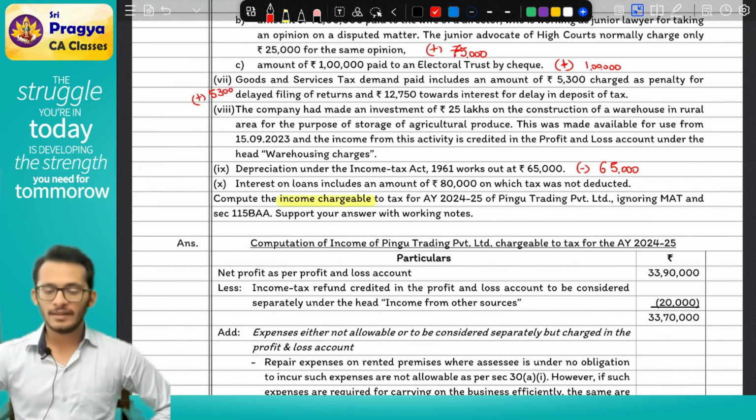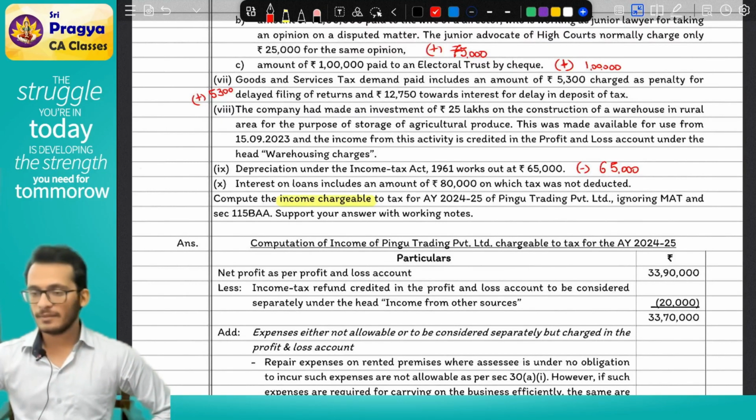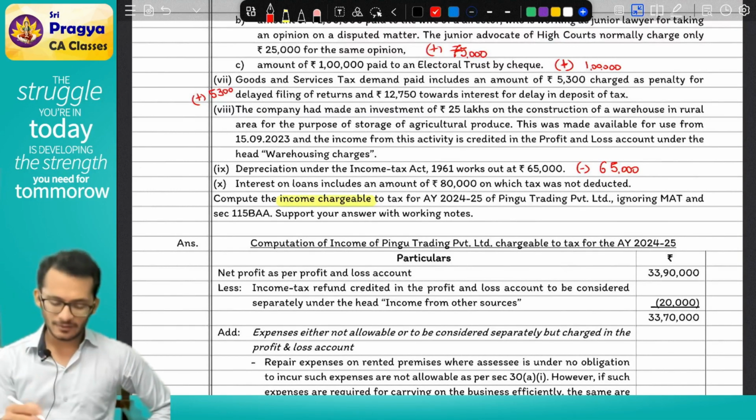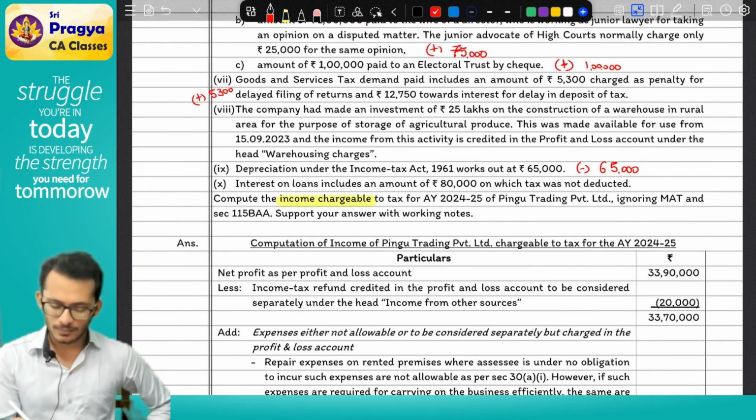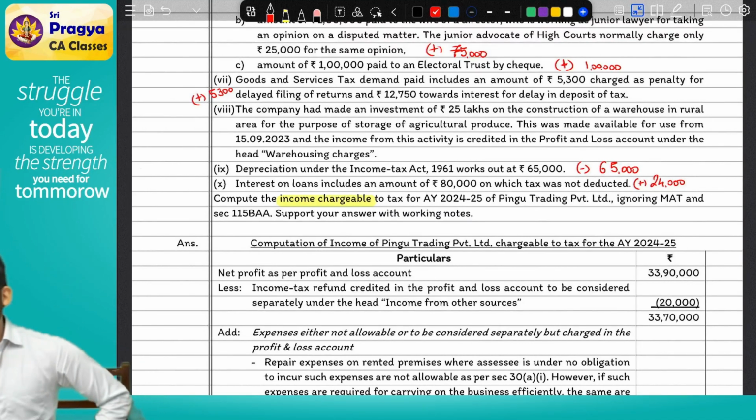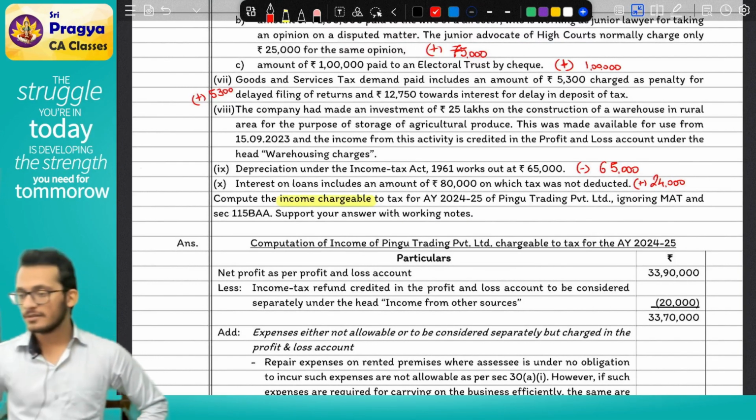Hey, in this question, interest on loan, have they clarified whether it is from resident or non-resident? Not clarified. Therefore, it is assumed resident. If it is assumed resident, you will disallow 24,000. Why, Rahul? Because it is resident. Yes or no? Yes. See, this is how you do your question.